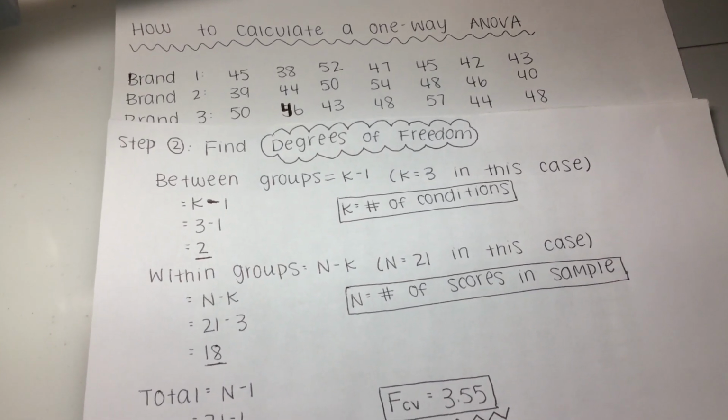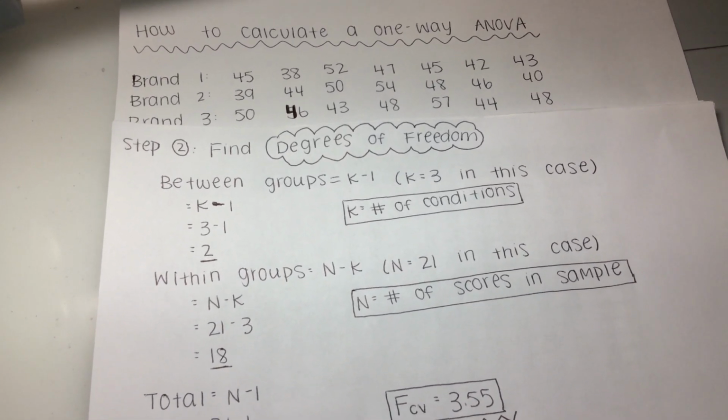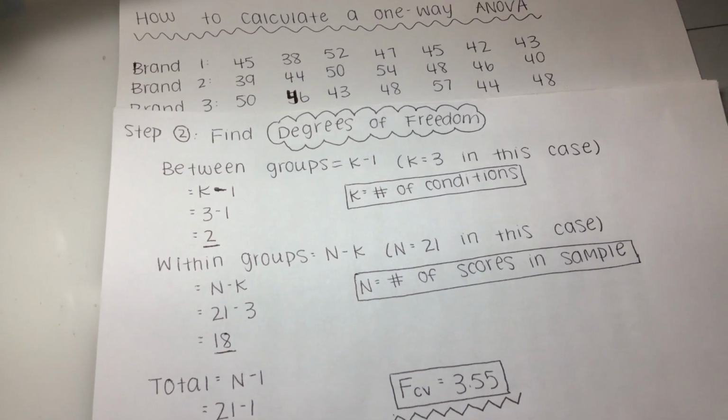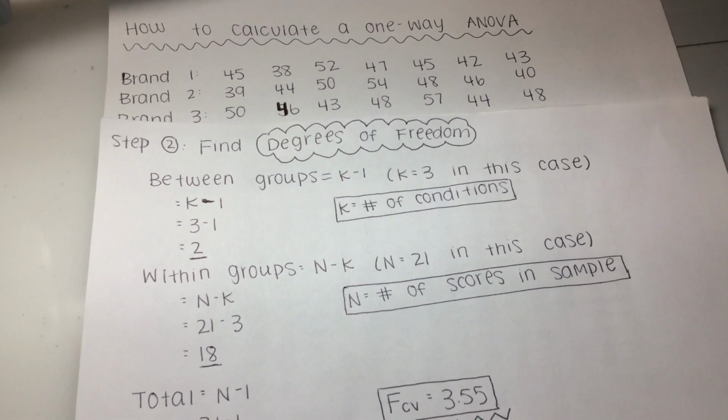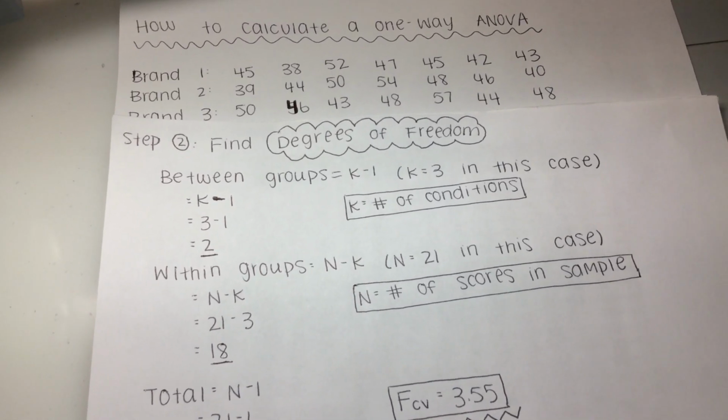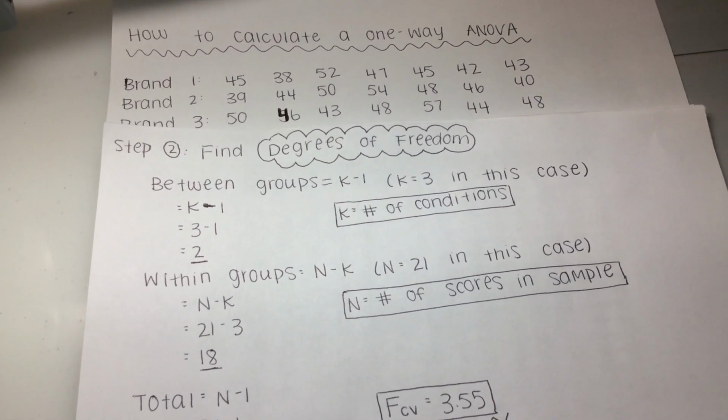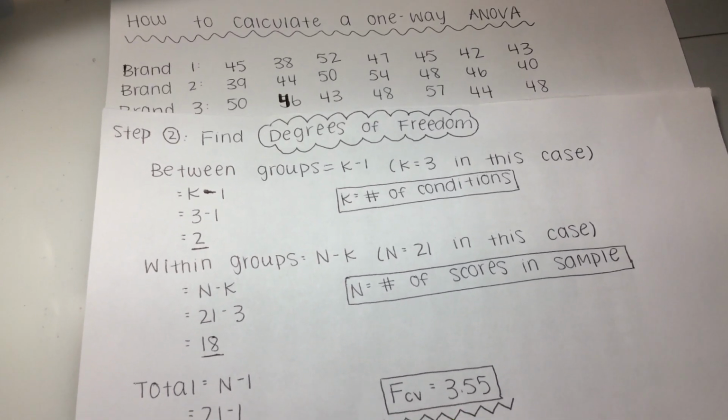For step 2, we are finding the degrees of freedom. To find the degrees of freedom between groups, you do k, which is the number of conditions, minus 1. In this problem, k equals 3. So, the degrees of freedom between groups equals 3 minus 1, or 2.